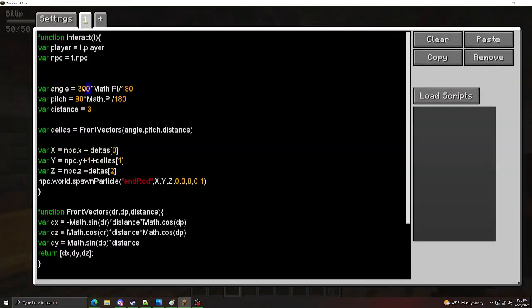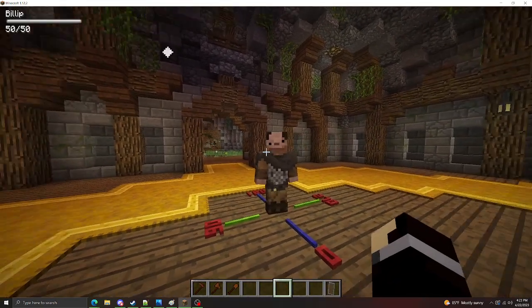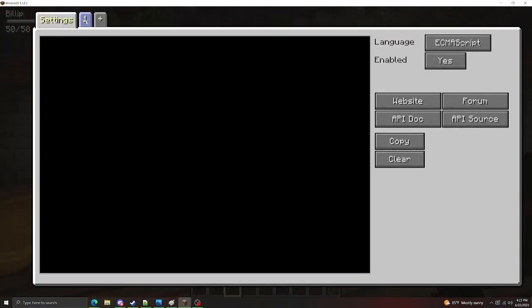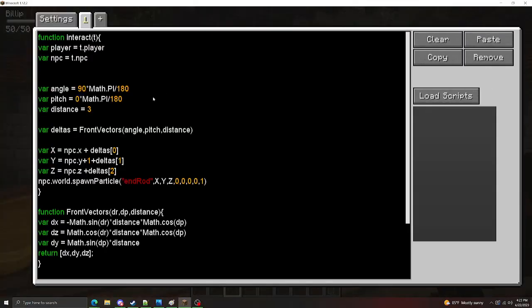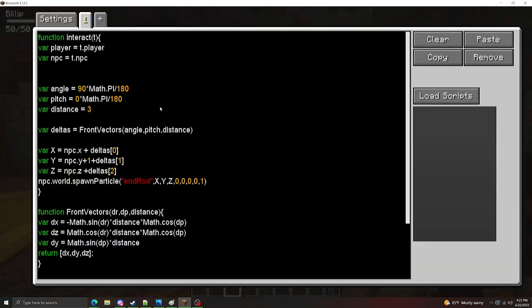If we change our angles here, say we want the angle to be, let's do 90 degrees, and then the pitch to be 45 again, distance be 3, so it should be over here-ish. Okay, there it is, 45 degrees. If we lowered the pitch to 0 degrees, it should just be level with the NPC or out here. Yep, and there we go.